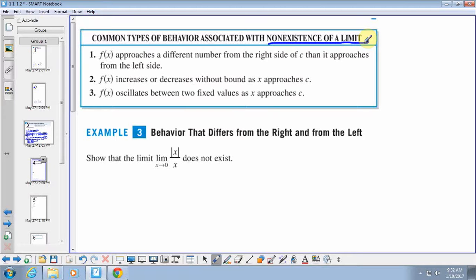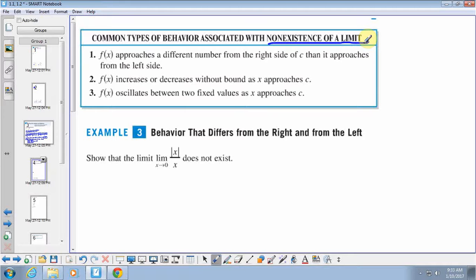Number two, f of x increases or decreases without bound as x approaches c. So we know from pre-calculus that when f of x increases or decreases without bound, that means we may have a vertical asymptote somewhere, right? Where the graph is going toward it but never touches it, keeps on going up, keeps on going down. So you may have a vertical asymptote somewhere.